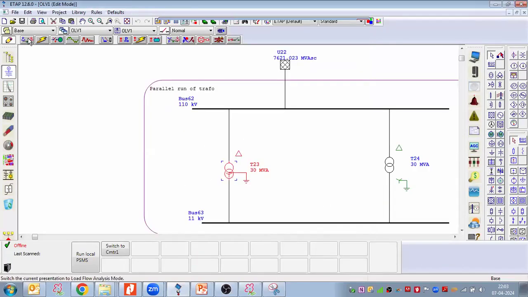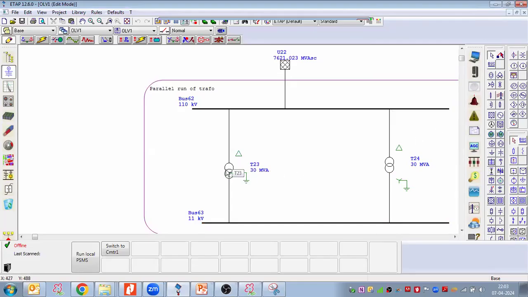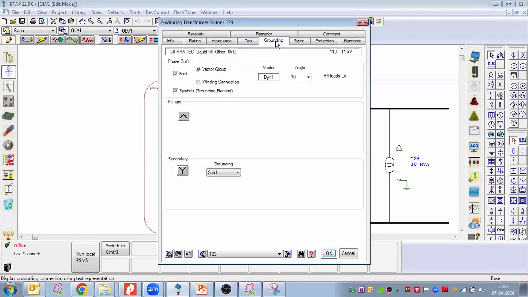And now if we run the load flow, let us see if both have identical vector configurations. No, this vector configuration is not identical. Here if we check grounding, here we have used Dyn1, angle 30 degrees, HV leads LV. That's fine. Is that fine? Yes, sir. Minus 30, so Dyn11.